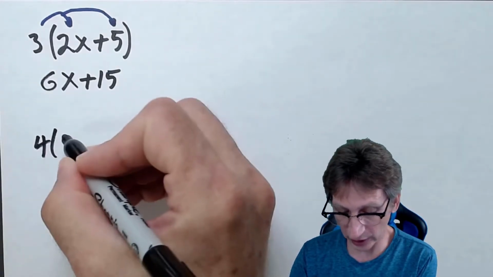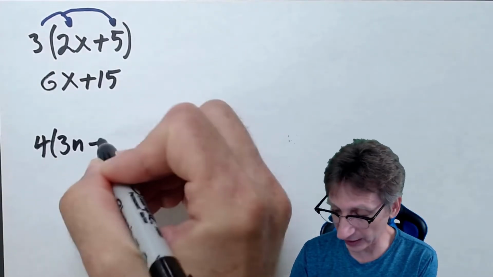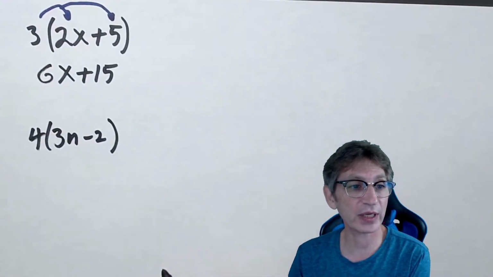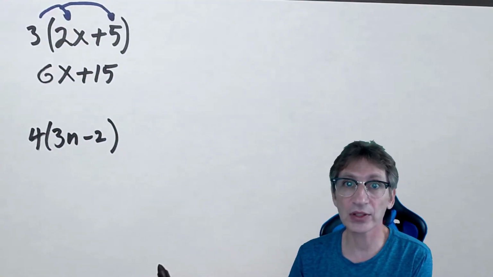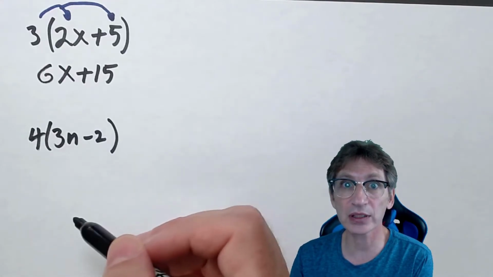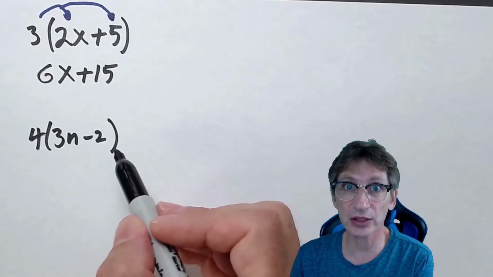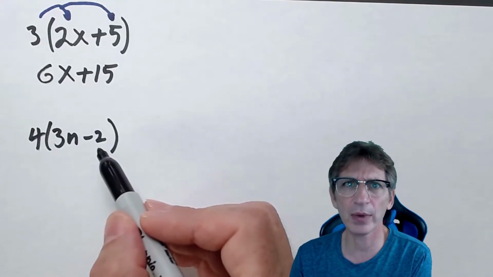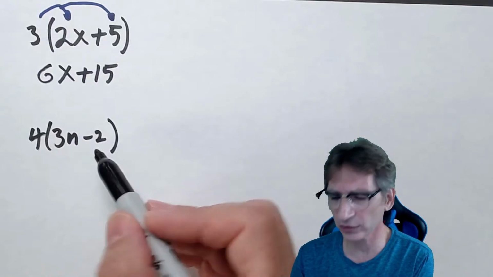Sometimes we have situations where there is a negative in the expression. 4 times 3n minus 2. We follow the same technique, use the 4 and multiply it by each term inside the parentheses, and we're going to consider the second term with the negative 2 as negative 2 and not worry about subtraction. We're going to call it negative 2.